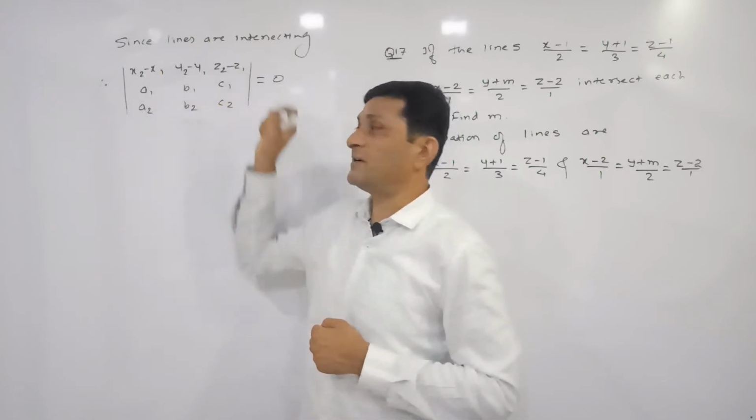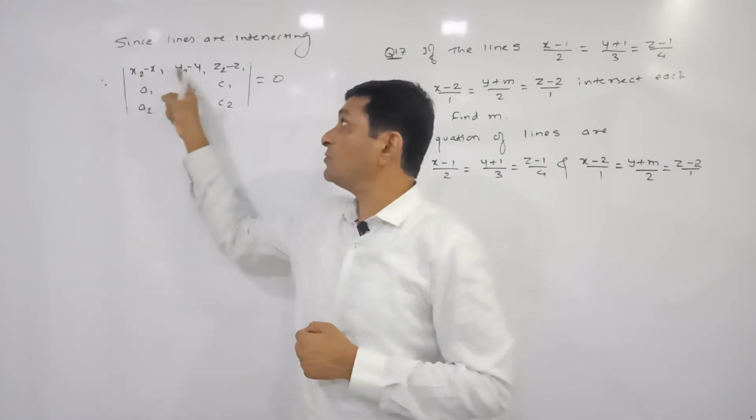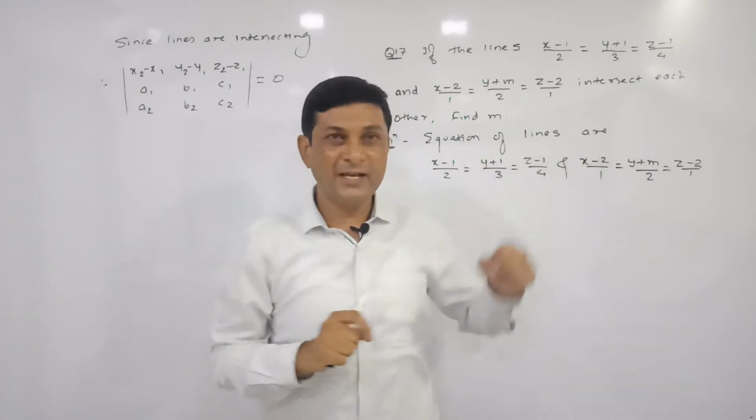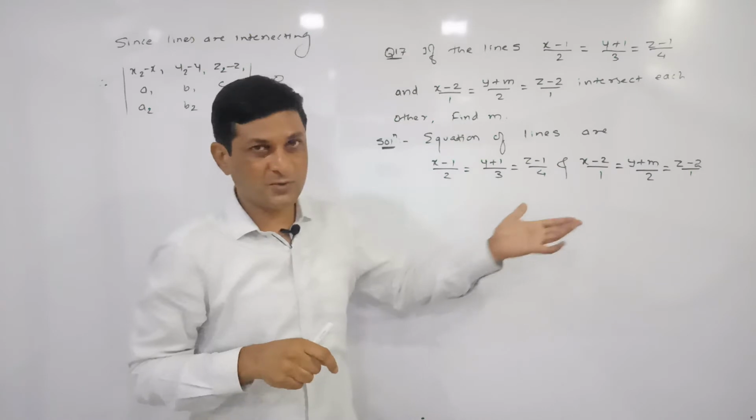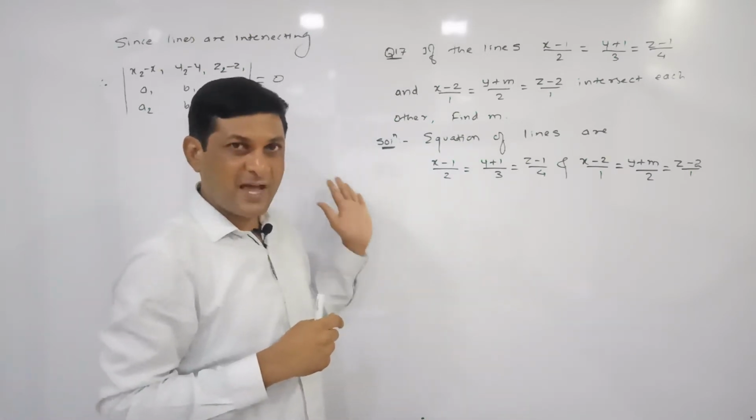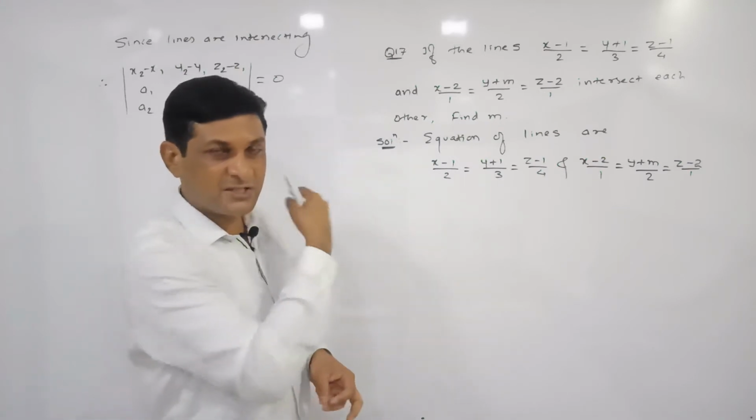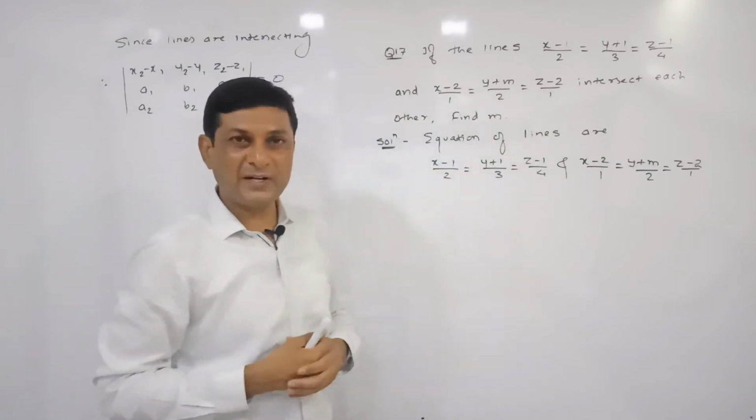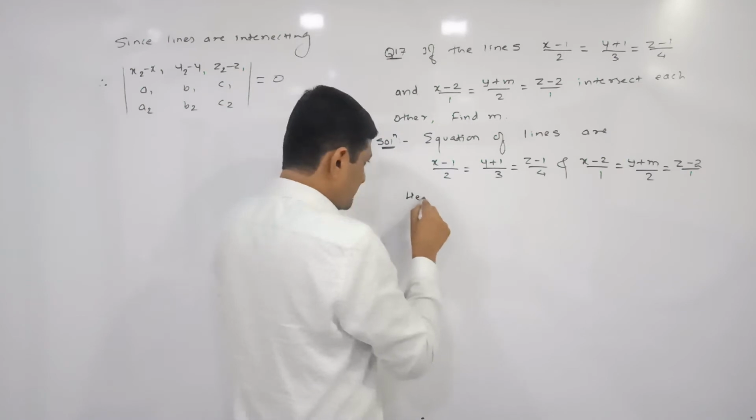x1, y1, z1 are the coordinates of a point on the first line. x2, y2, z2 are the coordinates of a point on the second line, and a1, b1, c1 and a2, b2, c2 are the direction ratios of these lines. So first we are finding the required values, and later we will substitute these values in this condition for lines to be intersecting, and we will try to find our required value m.